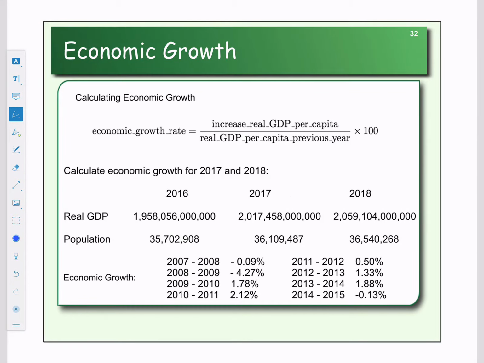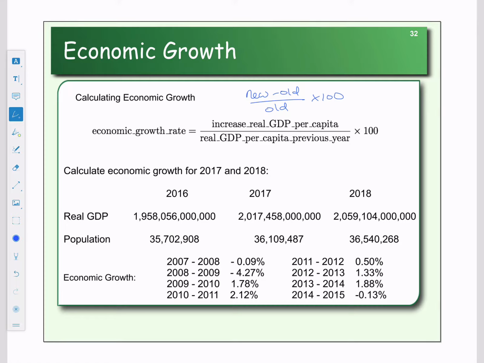Well, calculating the economic growth rate is very much like calculating inflation. You're looking at the change over time. Just like the inflation rate, the economic growth rate is new minus old, divided by old, times 100. In this case, the new and old are real GDP per capita. So we need to find real GDP per capita for 2 years, and then we can look at the new one versus the old one to find economic growth.